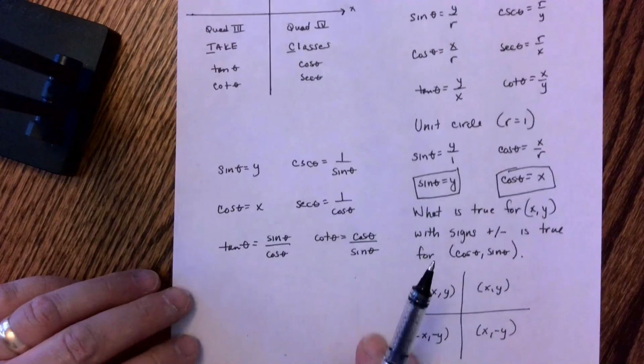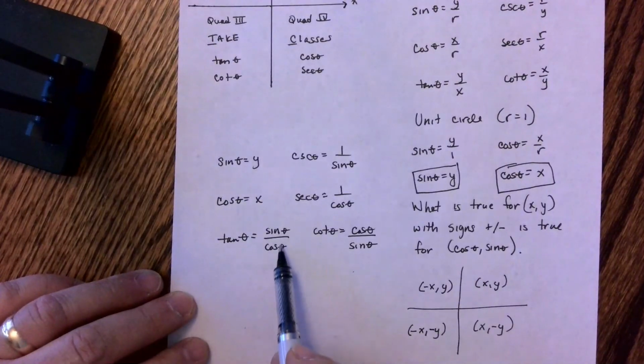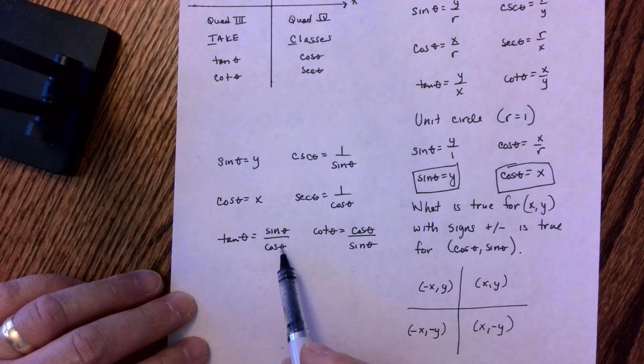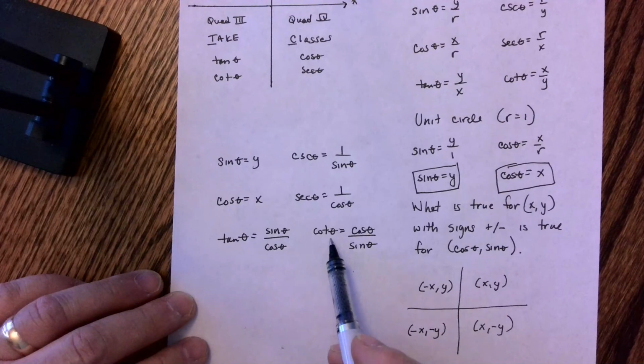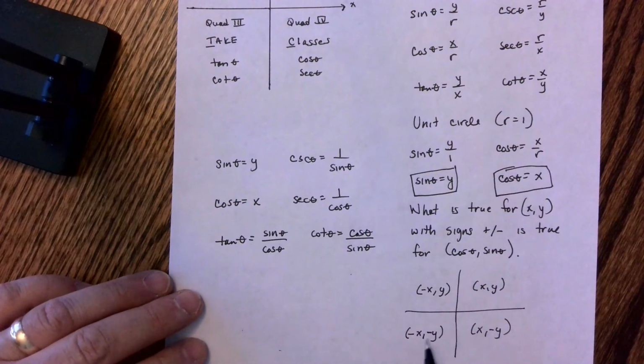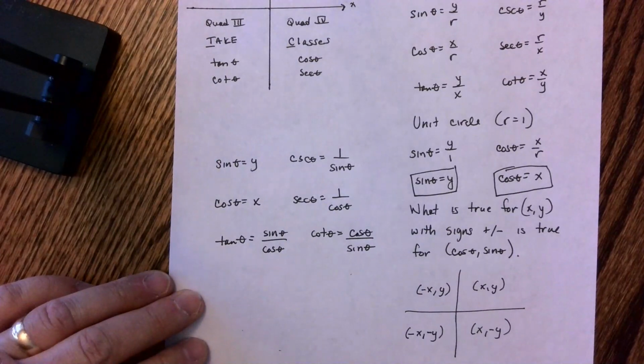And whatever is true for tangent from a standpoint of sine over cosine, why is that? Because it's y over x. So sine is y, cosine is x, tangent is sine over cosine, and cotangent is cosine over sine. So think about this. If I go into quadrant 3, for example, x would be my cosine, sine would be my y, so I'd have a negative divided by negative, which would give me what? A positive. So that's why in quadrant 3, your tangent and your cotangent are positive.